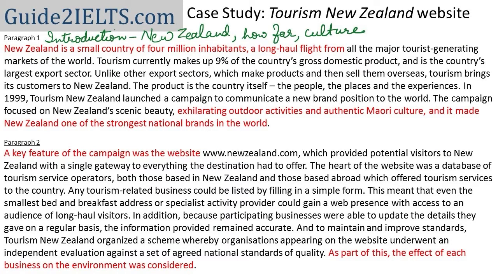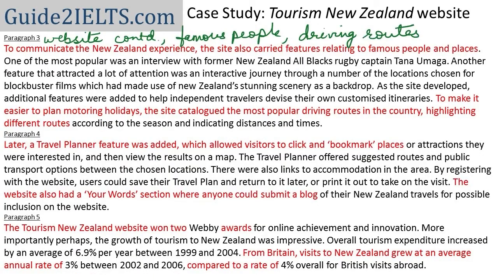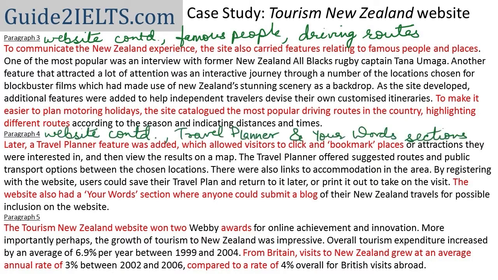The beginning first paragraph is an introduction to New Zealand, how many people live there, what kind of a place it is, its culture. From the second paragraph on, we have information about the website. In the beginning, it's something about bed and breakfast and hotels and different features of tourism. Then it talks about some famous people and also the driving routes. There is something about a travel planner and a Your Word section. There is some award which was won.